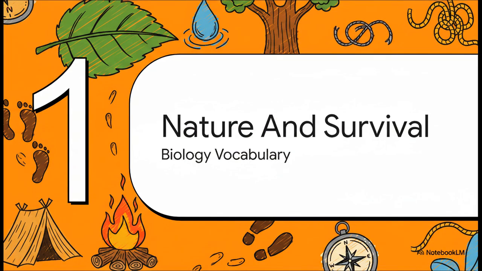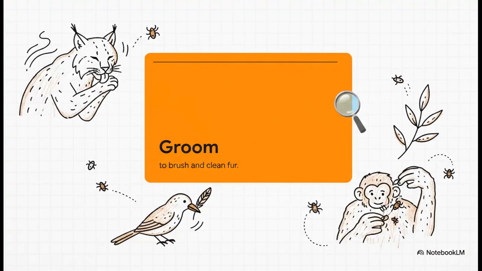All right, let's kick things off with Section 1. Nature and survival, specifically biology vocabulary. Let's look at the precise definition of the word groom, which is the action of brushing and cleaning fur. Now, when you hear this word, don't just think of a fancy pet salon. Think of biology. In the wild, animals absolutely must groom themselves to remove parasites, to regulate their body temperature, and just to maintain their overall physical health. It's a fundamental survival mechanism. So when you see the word groom, picture that vital, active process of biological maintenance.